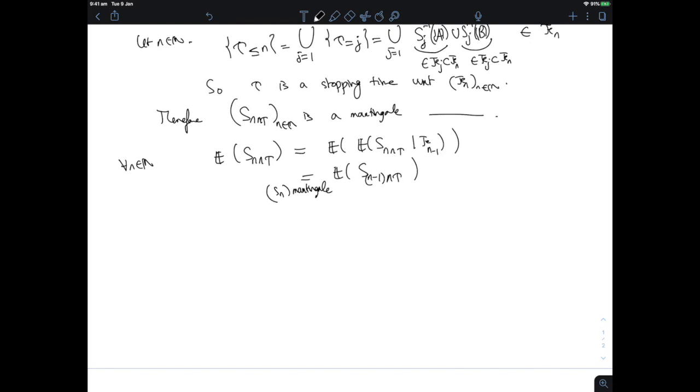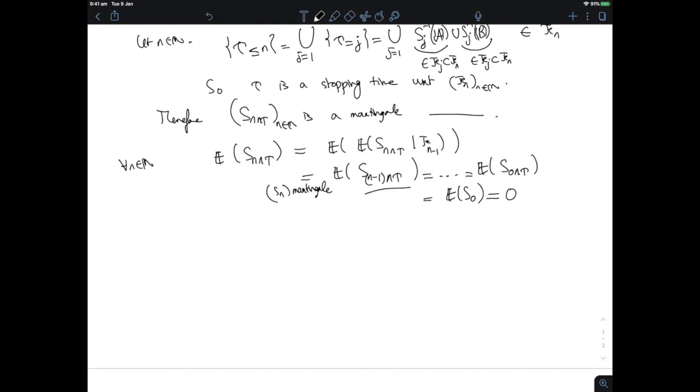Now I can repeat the argument and say that the expectation of S_{n-1} minimum tau is the expectation of the conditional expectation of this variable given F_{n-2}, and you could repeat that until you reach the expectation of S_0 minimum tau. Well, 0 minimum tau is just 0, so what you get here is the expectation of S_0, but S_0 is 0. So what have we got? We've got that the expectation of S_n minimum tau has to be 0 for every n.